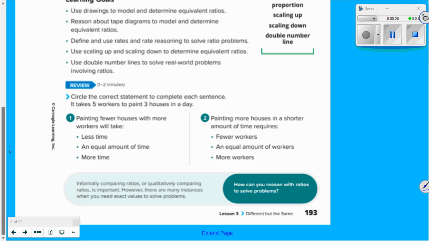We're going to do a quick review. We want you to circle the correct statement to complete each sentence. We're going to start with the basis of it takes 5 workers to paint 3 houses in a day. So given that baseline information, they're giving you a couple more situations, see which way you think it needs to go. Our first one, they're painting 2 houses with more workers. So it's going to take what? Less time. But I'm doing more houses in a shorter time.